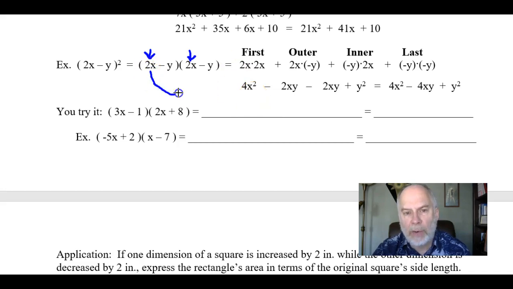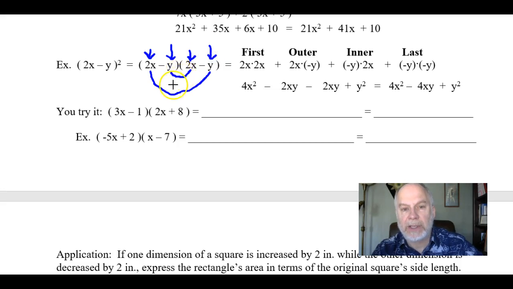And then we're going to do the outer terms, the terms on the outside of the expression. So 2x times -y would be -2xy. And then we multiply the ones on the inside. So -y times 2x, which is again -2xy. And then you have the last items. So the last items are these ones that are coming last in the binomials. So -y and -y come last in each of the binomials, so that becomes +y squared.